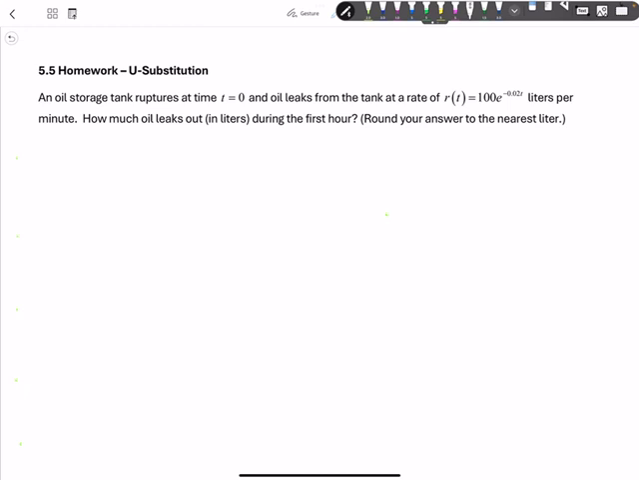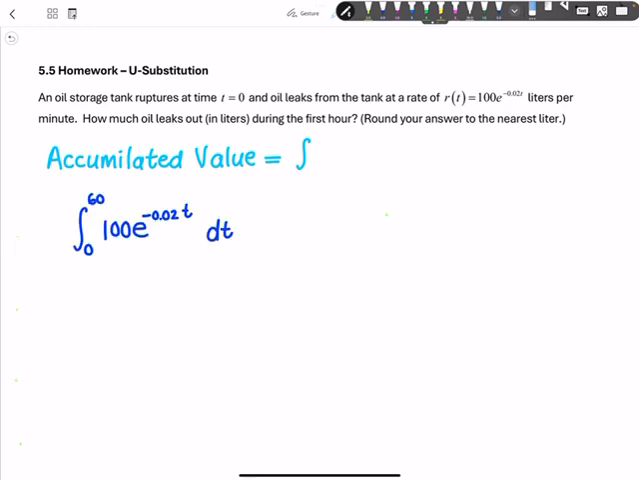So just as a reminder, when we are talking about accumulated value, we are really just talking about the integral. So for this problem, we are simply looking for the integral from 0 to 60, so that's that first hour, of 100 e to the negative 0.02 t dt.